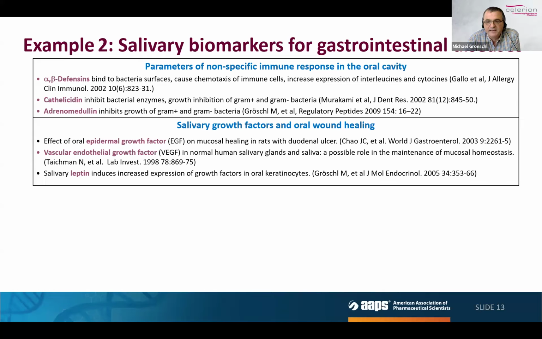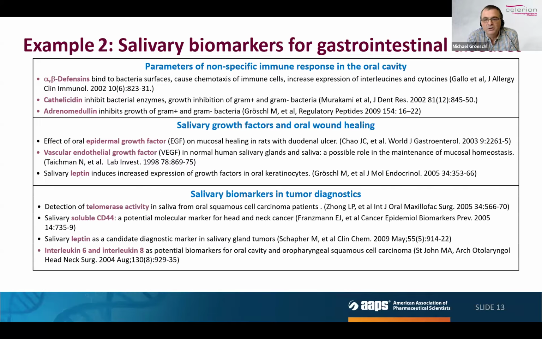Of particular interest here is the cytokine cascade induced by the increase of salivary leptin. This finding induced further studies which ultimately demonstrated that leptin in saliva can also be used as a reliable biomarker for specific tumors of the salivary glands, as well as the squamous epithelia.